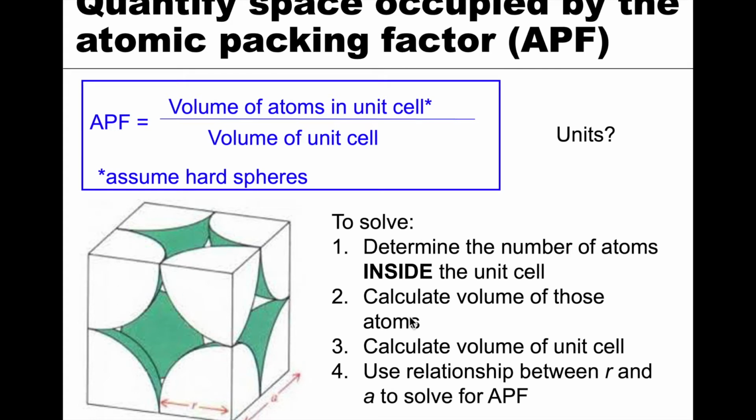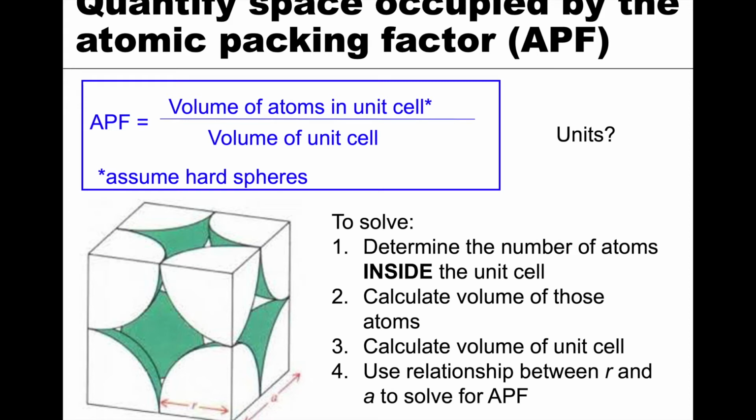And to do that, we're going to notice that one of these is in terms of A, and one of them is in terms of r. So to be able to compare those, we have to have a relationship. So we're going to use a relationship based on this structure to be able to solve A and r. And this will allow us to solve the APF.